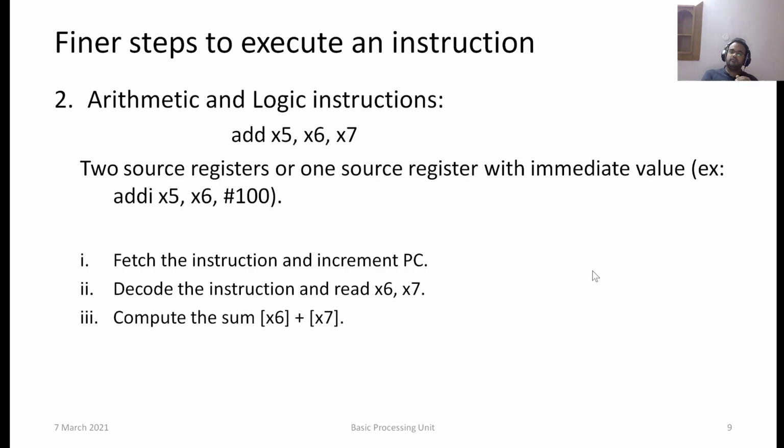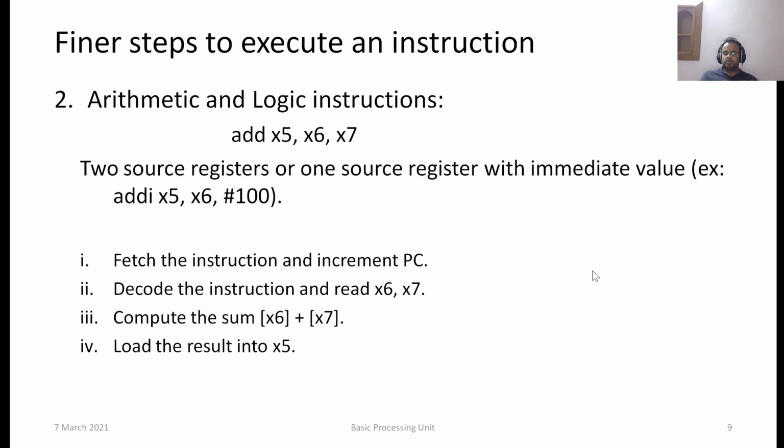The values we get from X6 and X7 will be consumed by the ALU, and the operation we need to perform is simple addition. It performs that, and the result would be placed in the destination register, which is X5. Now here we have only 4 steps. Earlier we had 5 steps.